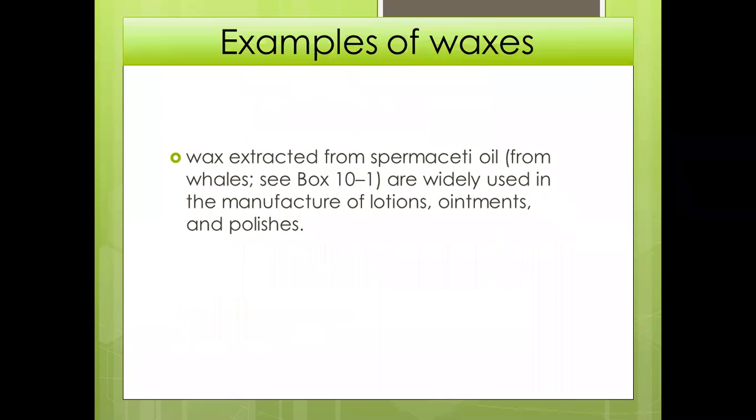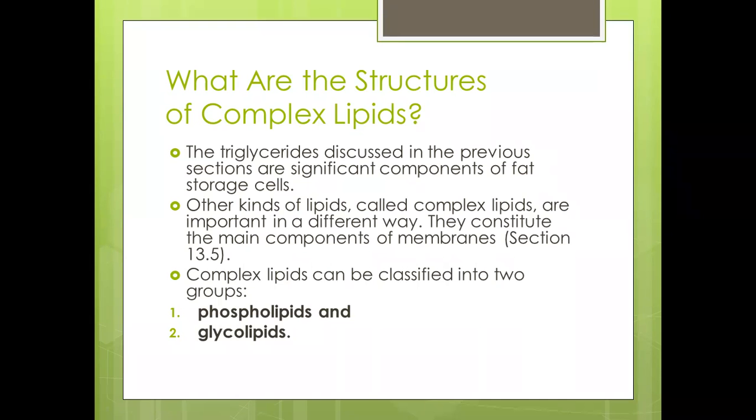Okay, so there are other classes of lipid structures. We call them complex lipids. The triglycerides that we have discussed in the previous sections are significant components of the fat storage cells, and other kinds of lipids, which we also refer to as complex lipids, are important in a different way. They constitute the main components of membranes.